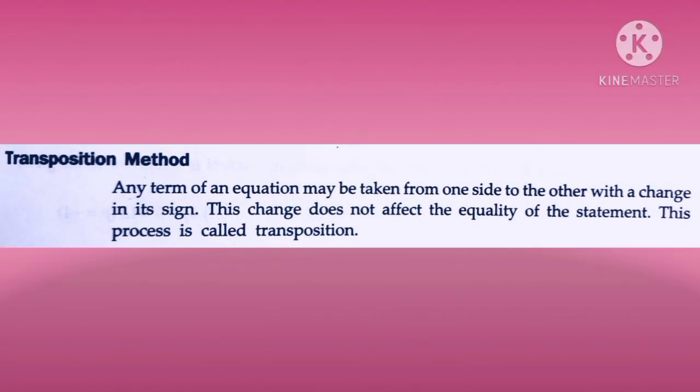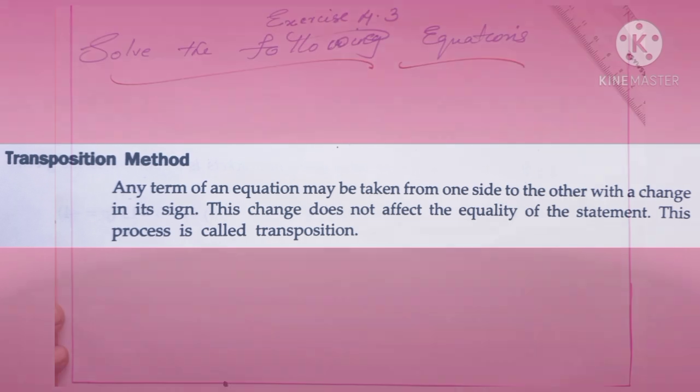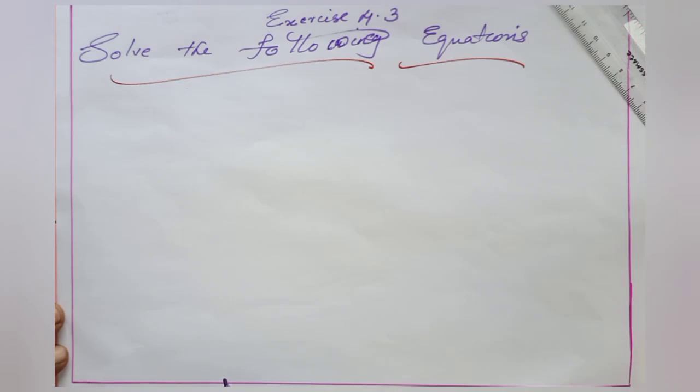Transposition method. Any term of an equation may be taken from one side to the other with a change in its sign. This change does not affect the equality of the statement. This process is called transposition. Okay, listen, exercise 4.3 questions.